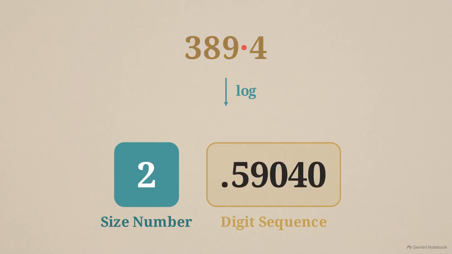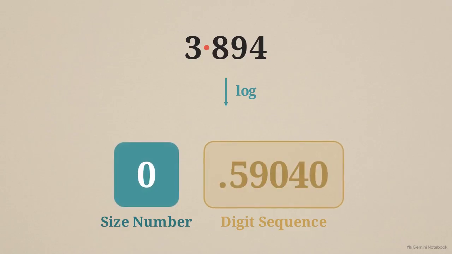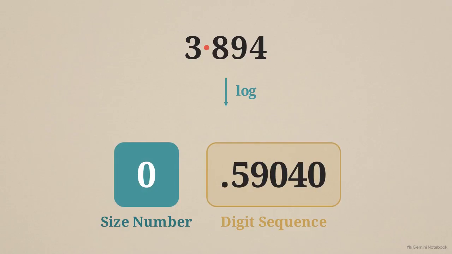Watch what happens if we slide the decimal point to make the number smaller. As 389.4 becomes 38.94, and then 3.894, the size number shrinks from 2 to 1 to 0. But because the digits haven't changed, the decimal crumbs stay exactly the same.